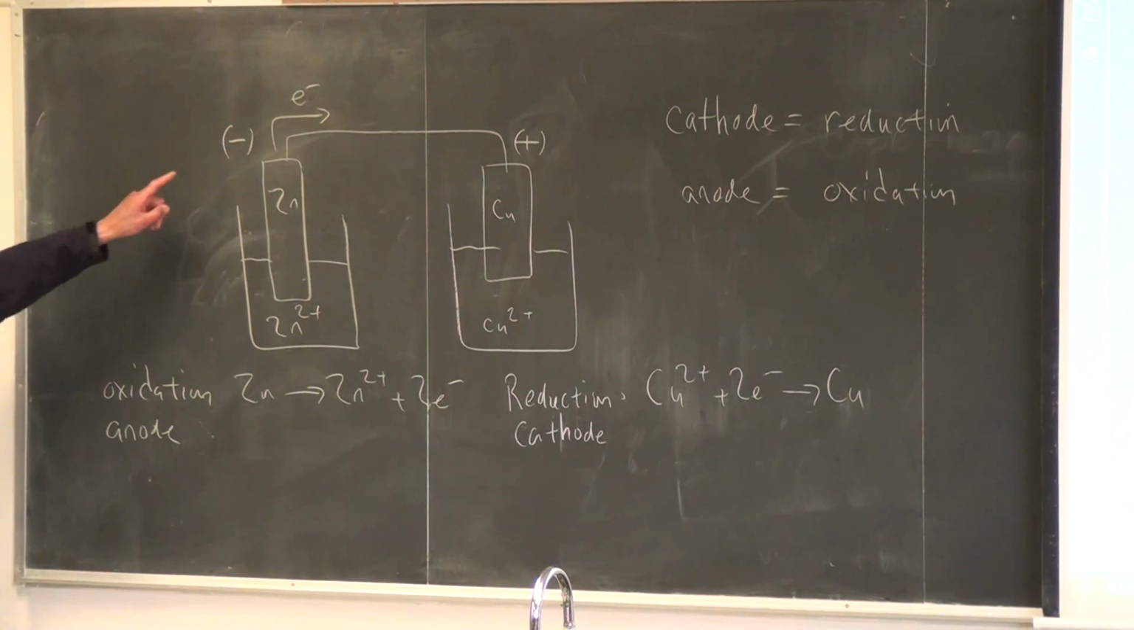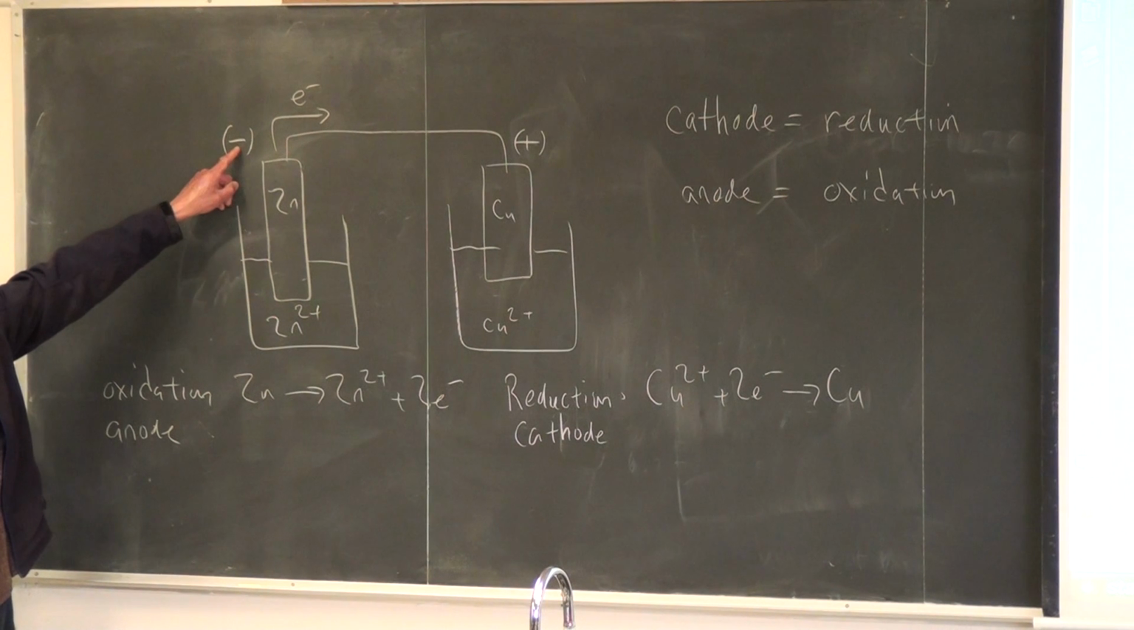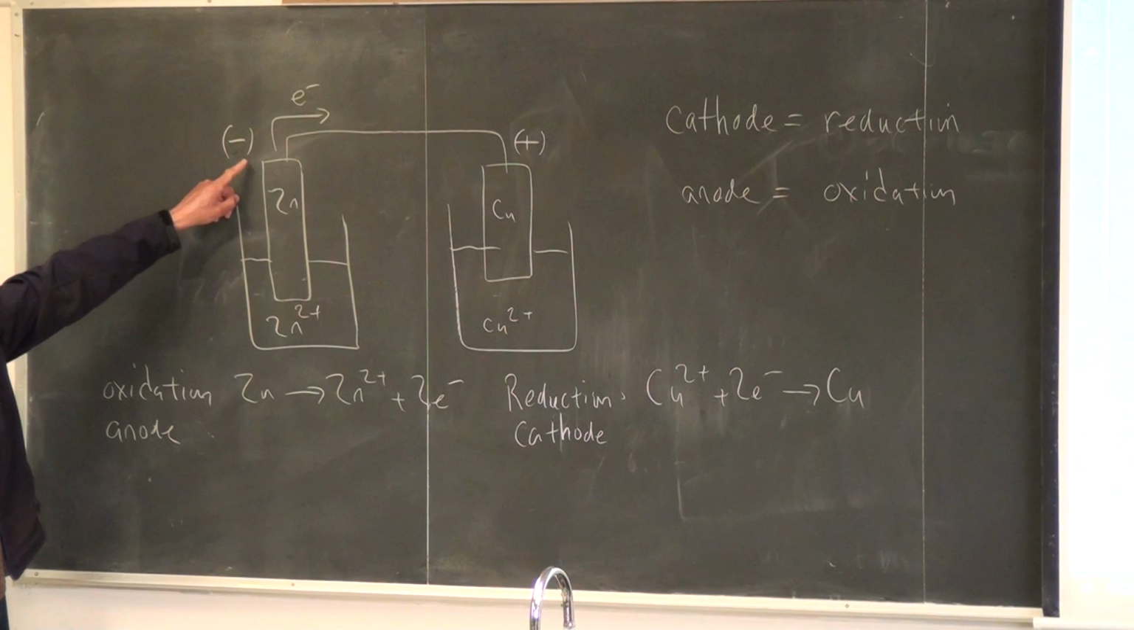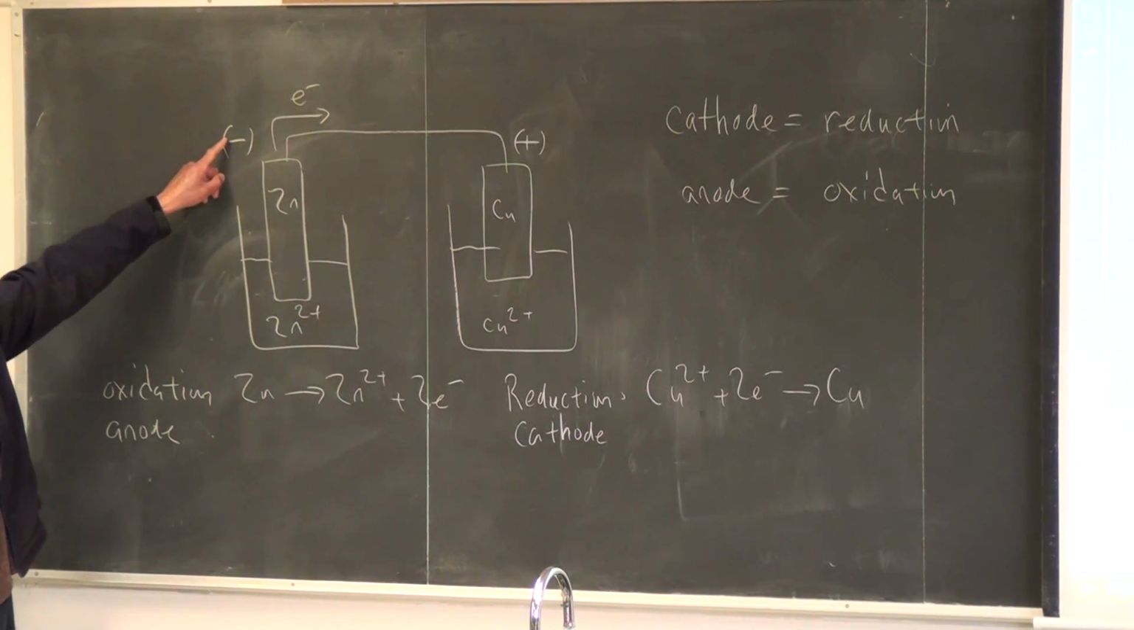Okay, so what this is telling us is that although the zinc is losing electrons, it's going to be the source of the electrons. Therefore, this is the negative terminal of the battery. This is the source of electrons.